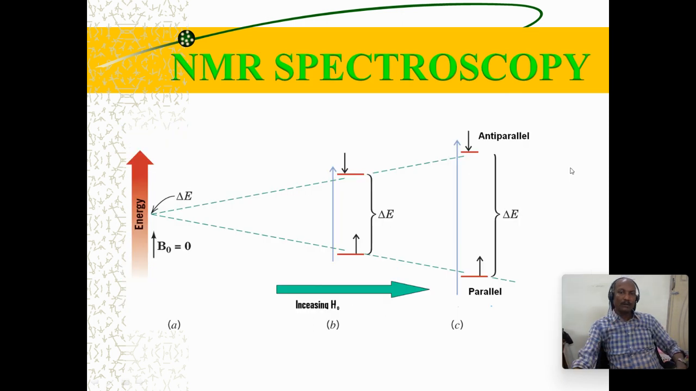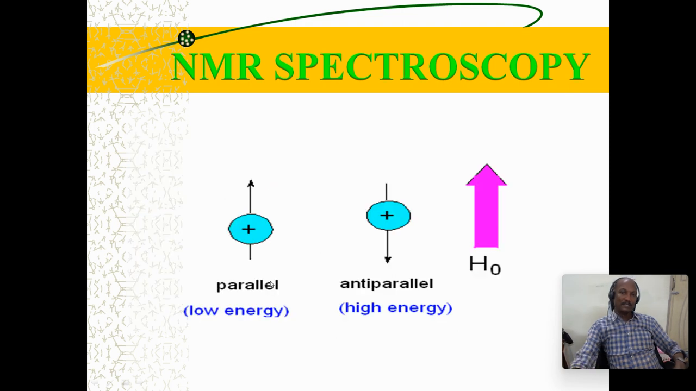This is an anti-parallel direction. And you see this one, especially if it is parallel in nature, it has low energy, whereas if it is in the anti-parallel direction, it has high energy. What is H naught? H naught can be considered as the applied magnetic field, which we are explaining in the case of this particular H naught.